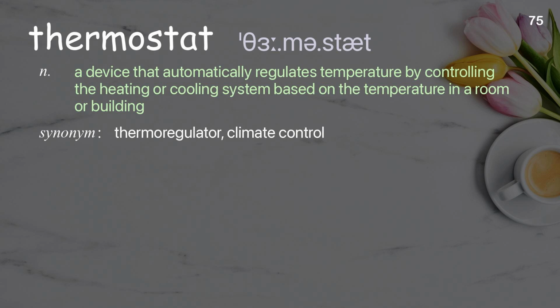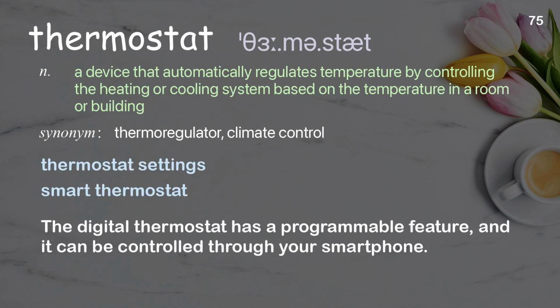Thermostat: a device that automatically regulates temperature by controlling the heating or cooling system based on the temperature in a room or building. Examples: thermostat settings, smart thermostat. The digital thermostat has a programmable feature, and it can be controlled through your smartphone.